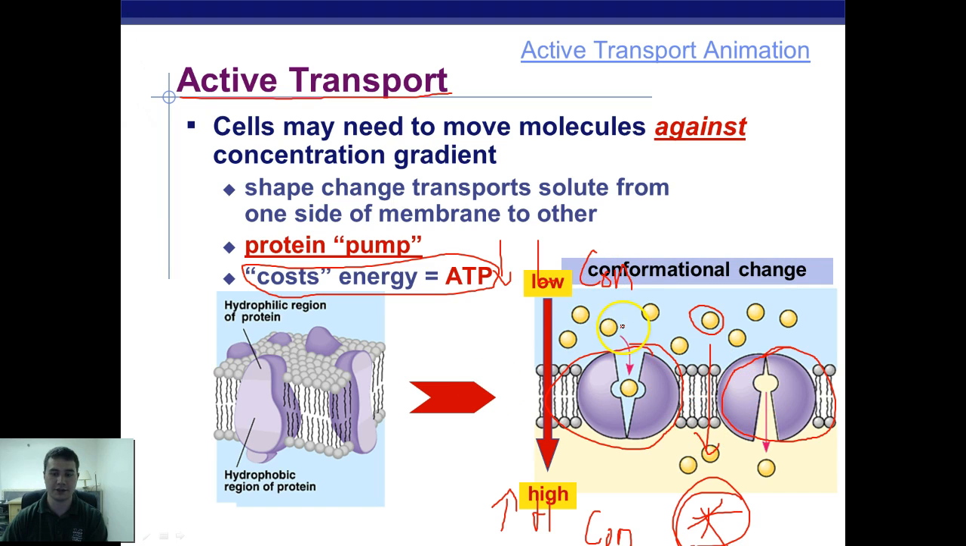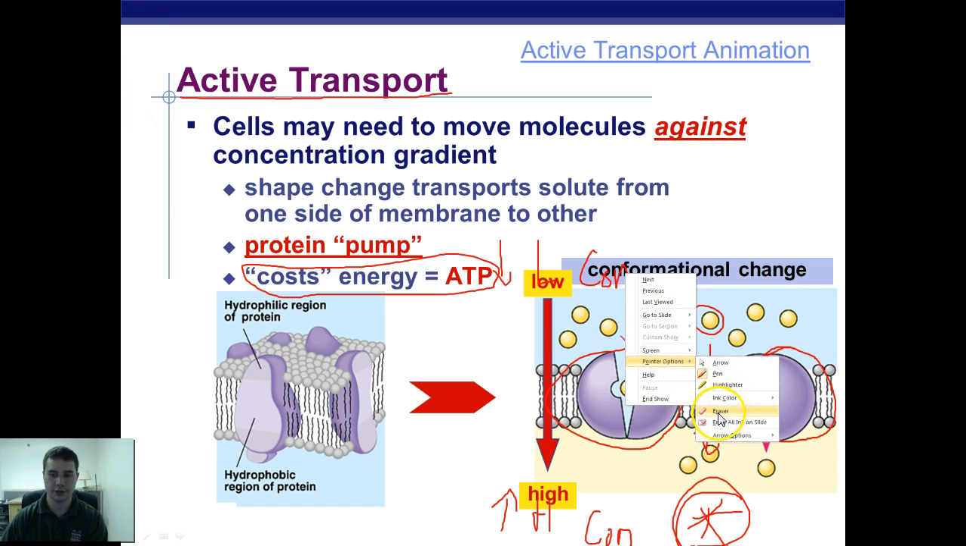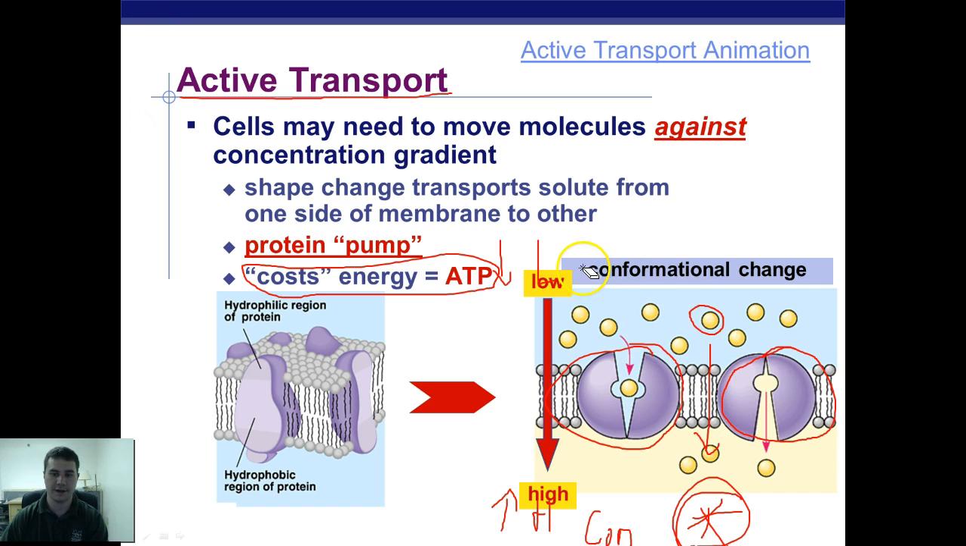So that structural change that I was talking about before, that shift from this shape to this shape or vice versa, that's actually called a conformational change. And it's just a fancy word that some biologists came up with to describe that physical form change that these proteins go through when they actually pump things inside.